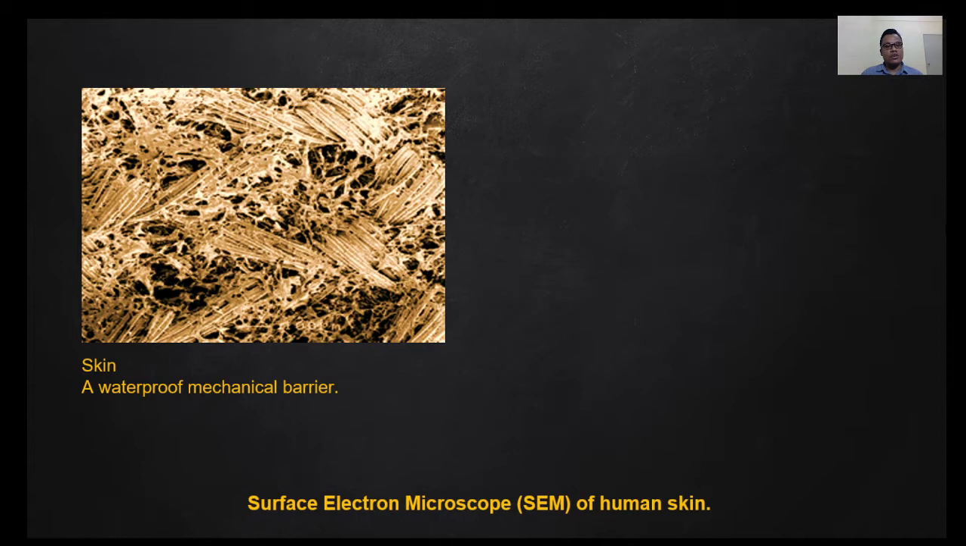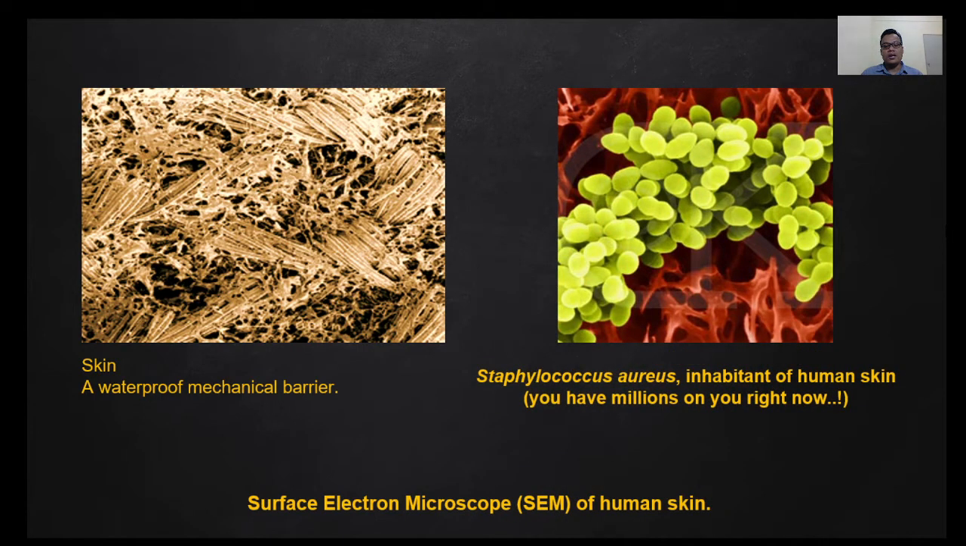So let's have a look at our first physical barrier, the mechanical barrier, for the first line of defense. Our skin is a waterproof mechanical barrier, and even now on your skin you have millions of various types of opportunistic microbes such as Staphylococcus aureus. They are normal inhabitants of human skin, and Staph aureus is also one of the main culprits for infections. They can infect various parts of our body: our skin, our respiratory tract, and even our internal organs.